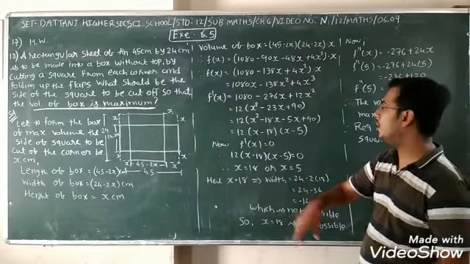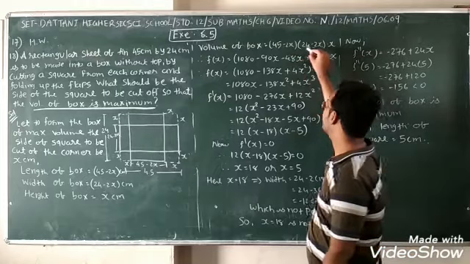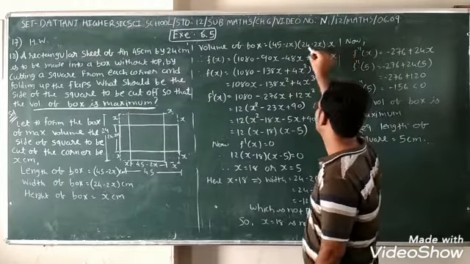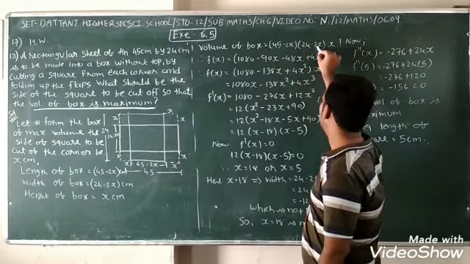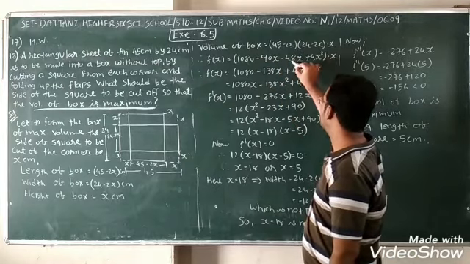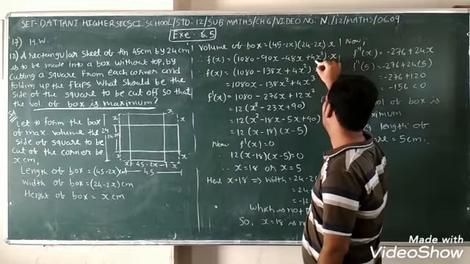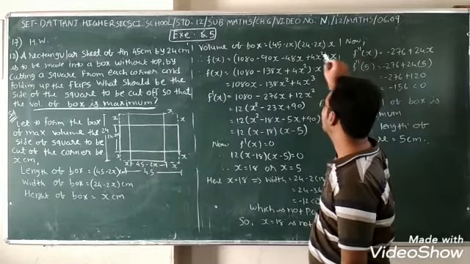So multiplication of all three: (45 minus 2x) into (24 minus 2x) into x. Open the bracket. 45 into 24 is 1080. 45 twos are 90, 24 twos are 48, and 2 twos are 4x square.